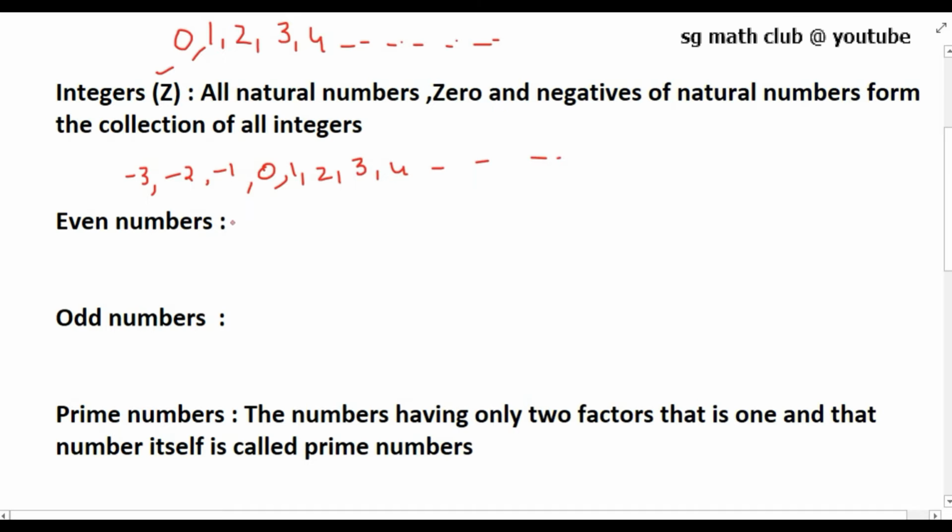Now, the next one is even numbers. You know, 2, 4, 6, 8, 10, etc. are called even numbers. Odd numbers means 1, 3, 5, 7, 9, etc. are called odd numbers.